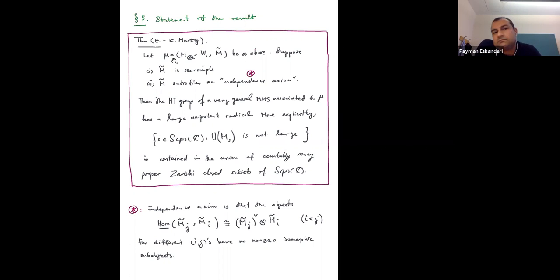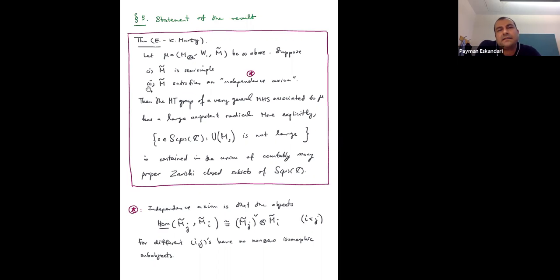Let mu be a triple as above. And suppose, so you have to assume two conditions here. One, that M tilde is semi-simple. M tilde is the Hodge structure on the associated gradient. So this being semi-simple, that's a very reasonable condition. It will hold if you're interested in geometric situations. This will always hold. You don't have to worry about this.